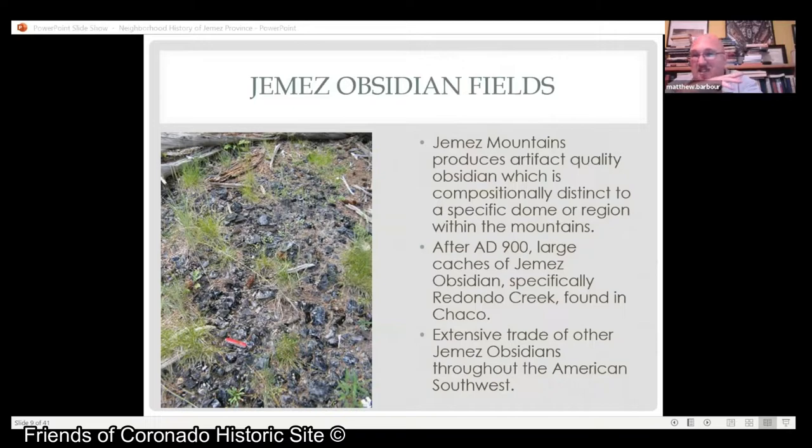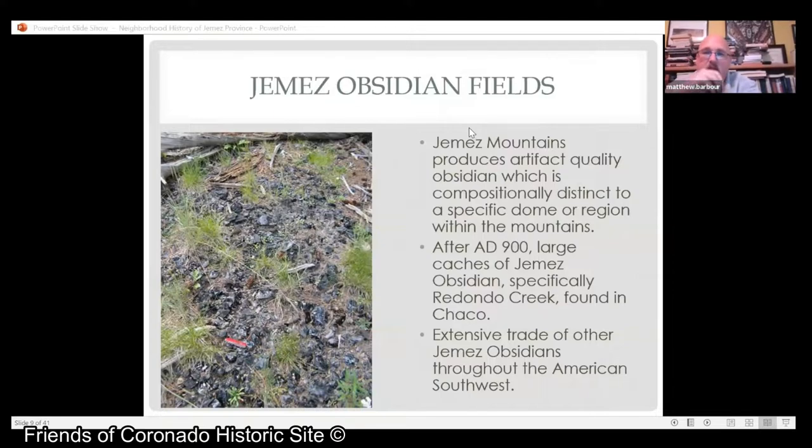The Jemez Mountains actually has several different locations that produce this material. But of course, the most impressive to most of you is probably Cerro del Medio, which is in the Valles Caldera. As Chaco gets going, we start seeing obsidian objects in the Chaco Canyon region. Those have all been sourced, and a lot of them come from the Redondo Creek area in the Jemez Mountains. So we know that the people in Chaco had access either through trade networks or through actually going into the Jemez Mountains themselves and acquiring this material. By the developmental period, Jemez obsidian is found throughout the American Southwest and points even further on. So there are people coming and going through the Jemez Mountains.